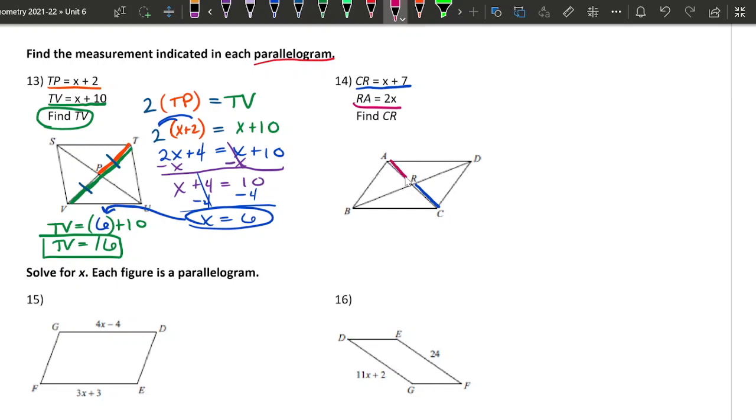It's this side. So we're still talking about diagonals, but this time we have two halves of the same diagonal, and we know diagonals bisect each other in parallelograms. So those two pieces are equal to each other. The pink piece equals the blue piece. So I can say that the pink one, RA, equals the blue one, CR.